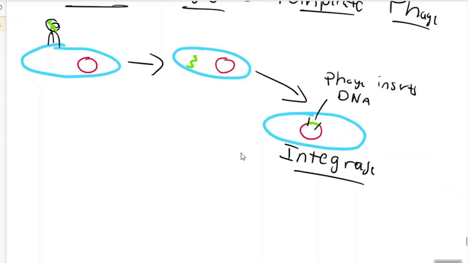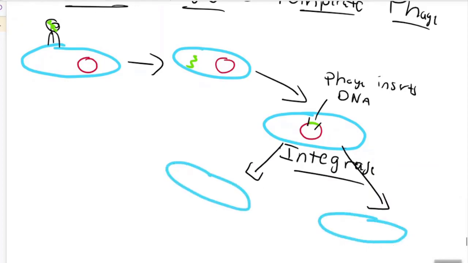Now what's going to happen? Anytime this cell undergoes binary fission, so anytime it replicates, all of its new baby bacterial cells are also going to have that phage DNA inside of them, inside of their chromosomes. So this is a permanent change, all right? All the daughter cells are also going to have that phage DNA. So this is where it becomes really important and really critical.